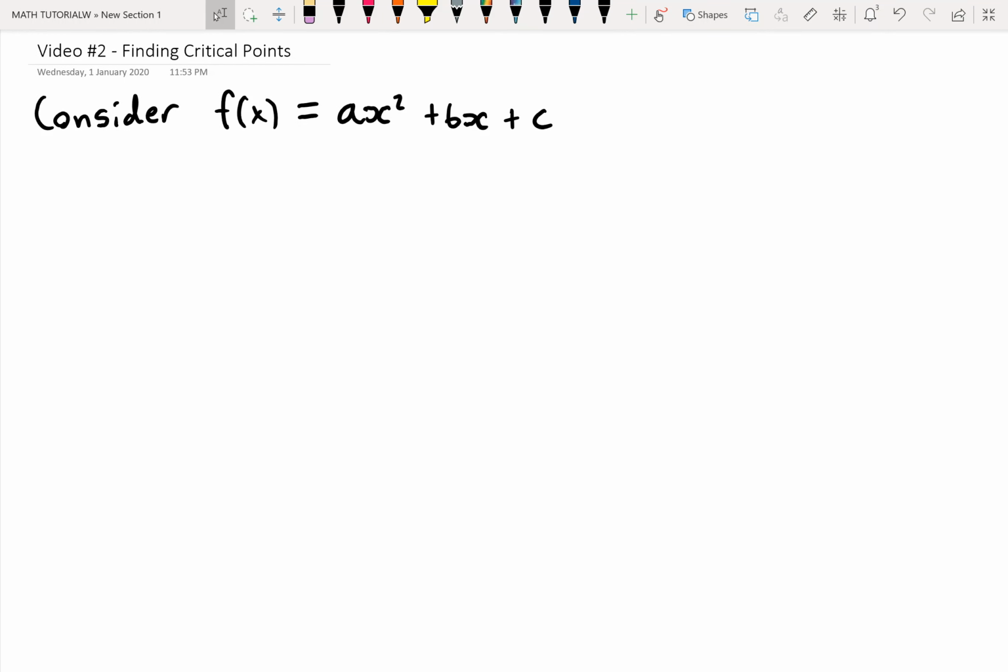Today we are going to be following on from our differentiating skills of polynomials, and I'm going to be introducing you guys to critical points. So let's get straight into it.